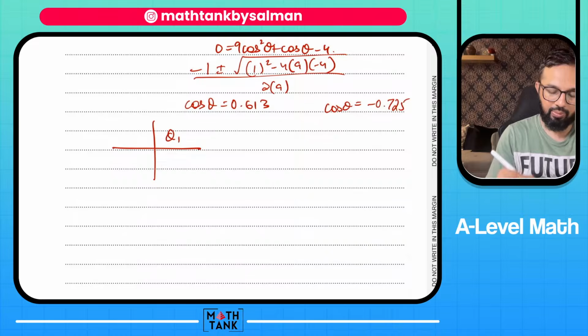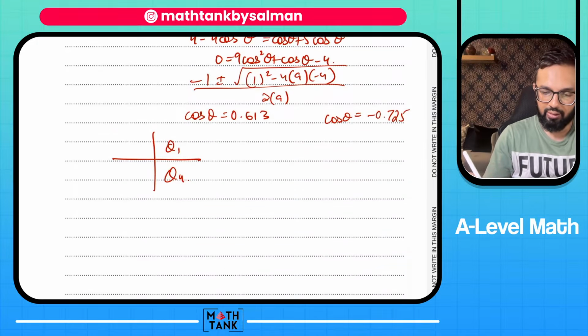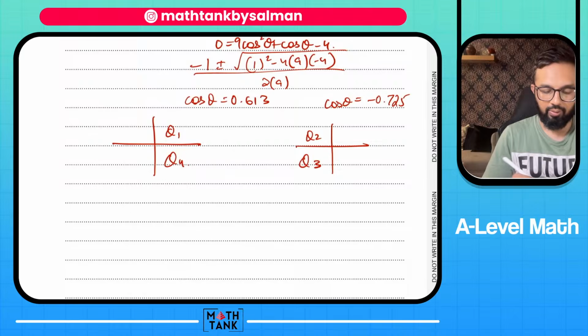So that's quadrant number 1. And let's say quadrant number 4 first, for the positive cycle, and quadrant number 2 and quadrant number 3 for the other one. Both are in positive cycles right now. I'm not talking about negative cycles.